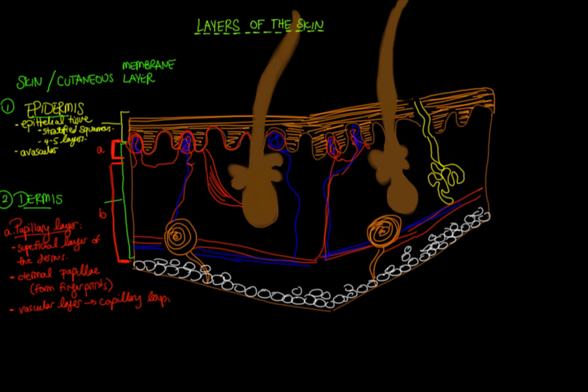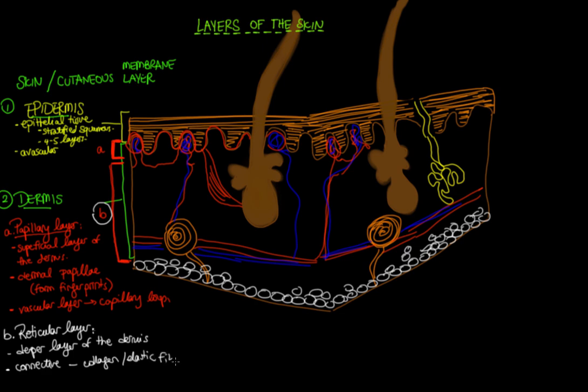Next up, let's examine layer B. So layer B is going to be the reticular layer. This is the deeper layer of the dermis. Right? And it consists of connective tissue, specifically collagen and elastic fibers. And this is what gives your skin strength.